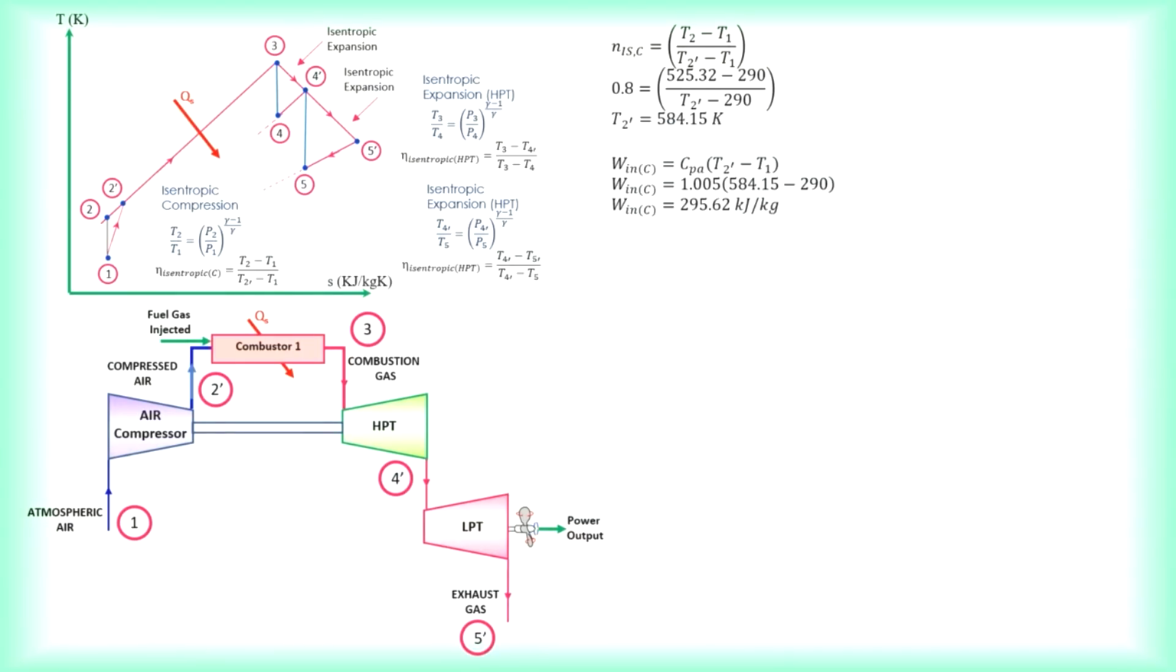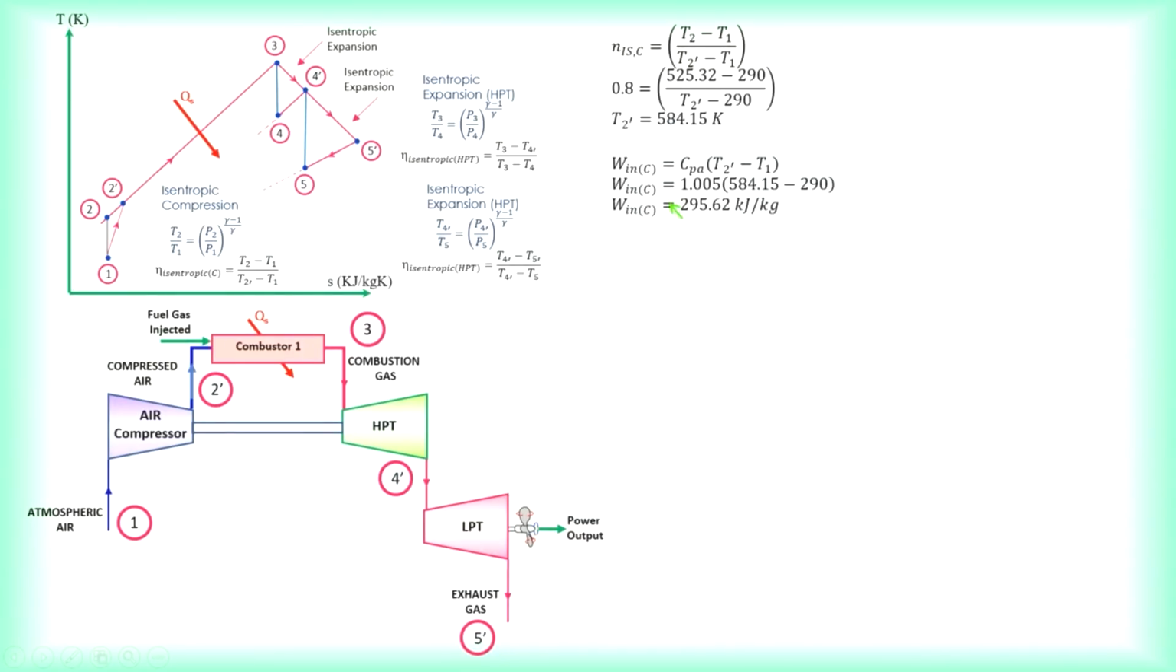Okay, so when you consider the isentropic efficiency for the compressor, you will get your T2 prime of 584.15. Unless you have referred to my previous video, when it comes to this video you will understand what I have said, because I will be going a bit faster.